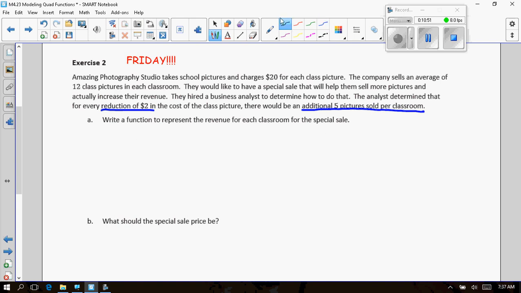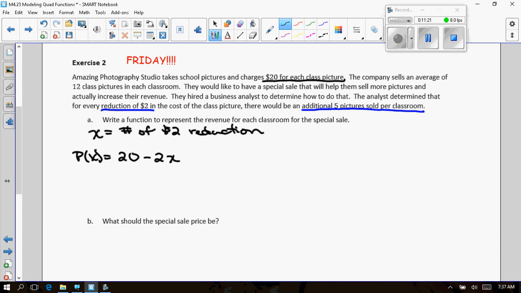So we're going to say that x is equal to the number of $2 reductions. That's what x is going to represent. How many reductions are we going to do? Our price, how much it's going to cost us, I should say, we're going to call that P of x. It's $20 for each class picture minus $2 for every reduction.